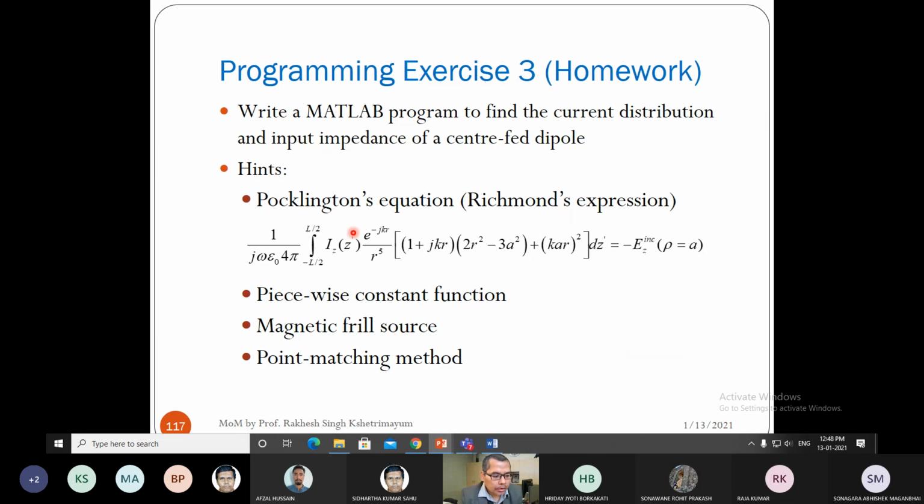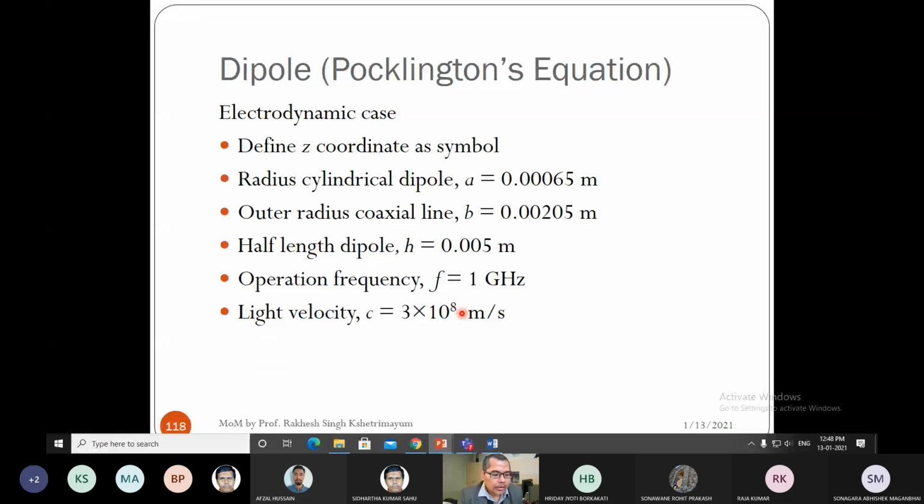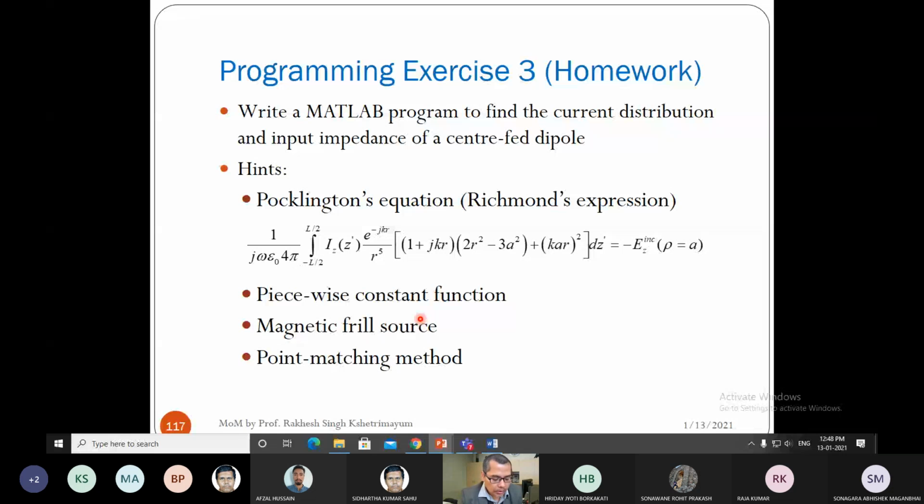In Pocklington's equation, you have the unknown current density. You can find it using the MoM. We'll use a piecewise constant function as the basis function. I will discuss the excitation later on. We have done delta gap excitation, where you put voltage V plus in the upper arm and V minus in the lower arm. But here we'll have another, better excitation, which is called magnetic field source excitation. And the matching is point matching, with a delta function.